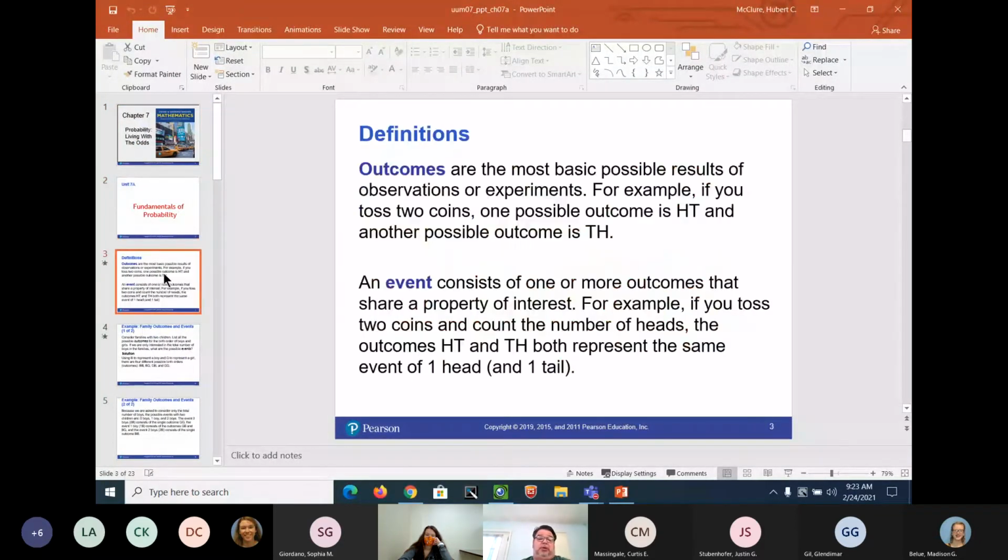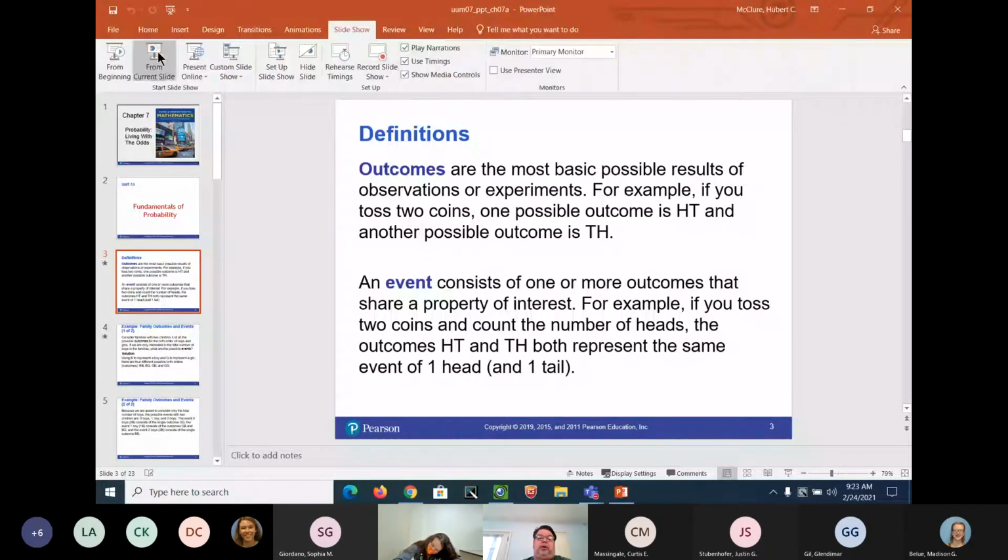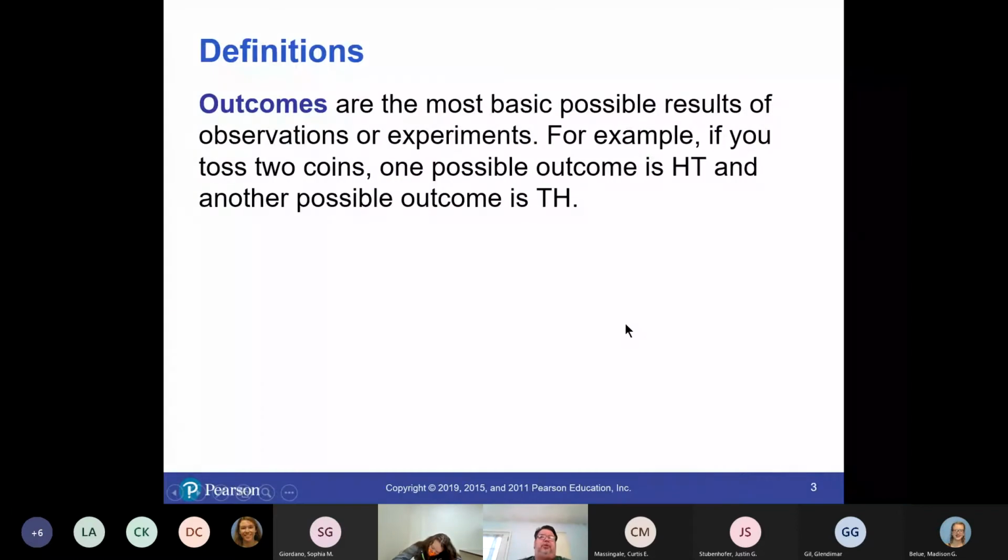And probability. Okay, write down the outcomes. You don't have to write it down word for word. Okay. What is an outcome? It is the result of an observation or an experiment. That's all you need to write down. So go ahead and write that down. Outcomes are a result of an observation or an experiment.